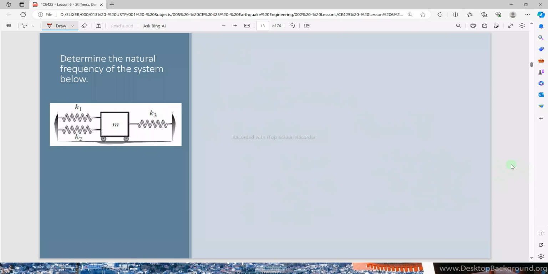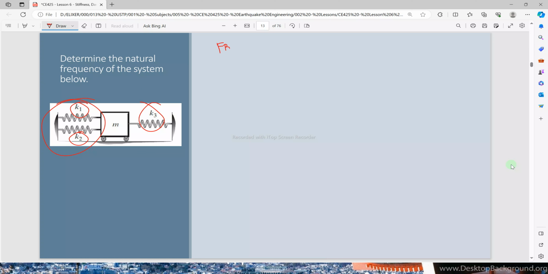Next. Okay, how about this one? Determine the natural frequency of the system. If you look, this is in parallel: K1 and K2 are in parallel, and this one is in parallel also with K3.